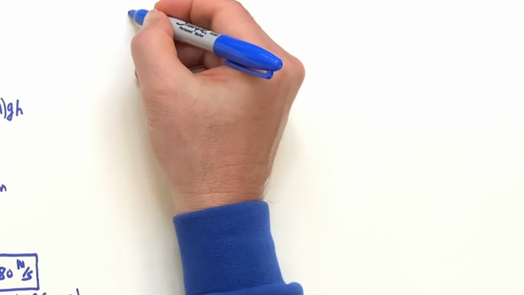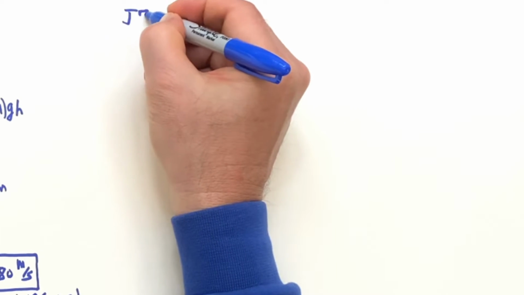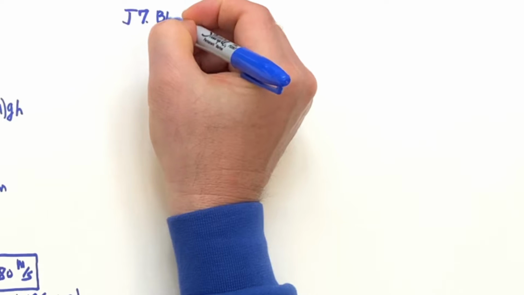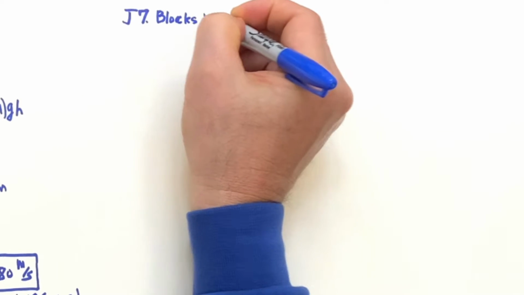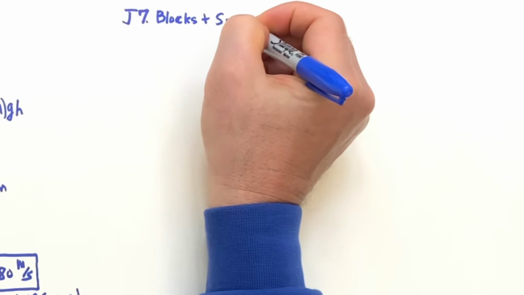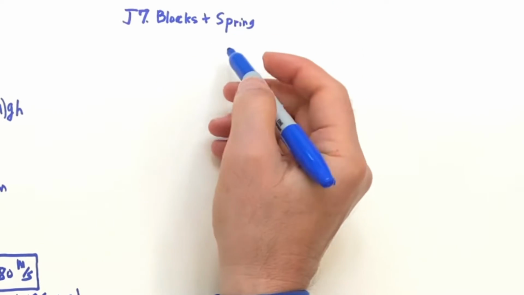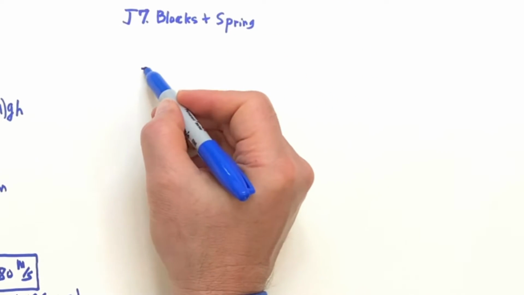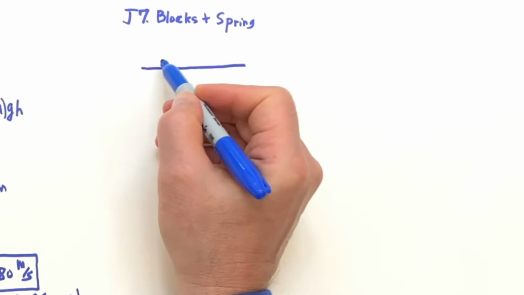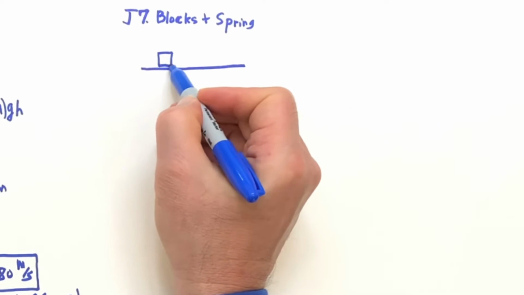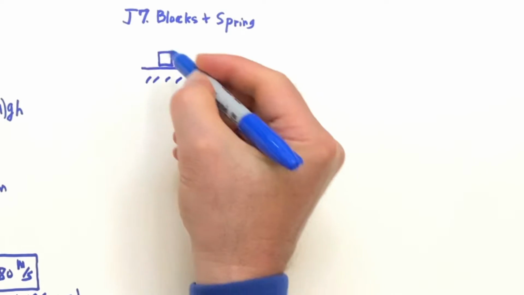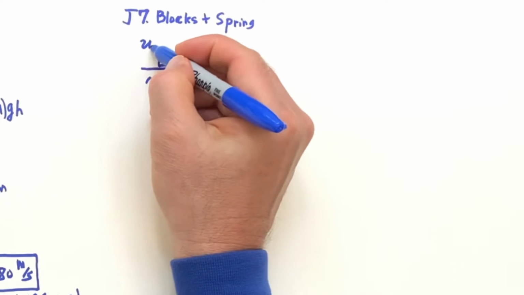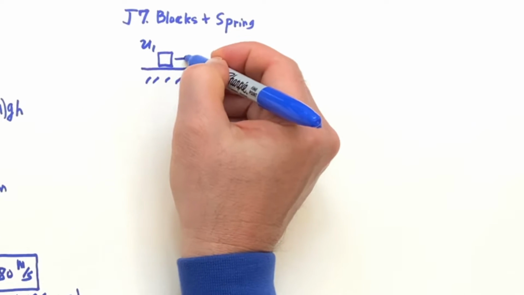Okay, we're going to look at J7 next, and this is blocks and spring. So in this problem, what we have is a mass sliding. There's no friction here in this problem, and this is sliding with velocity u1 going to the right.